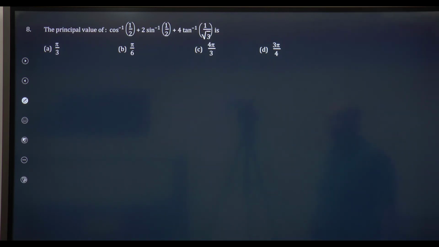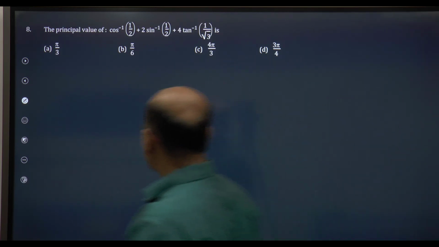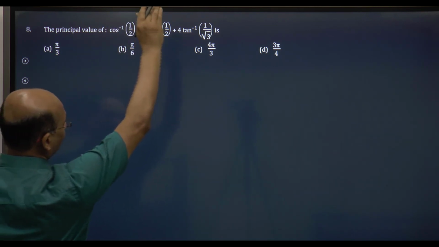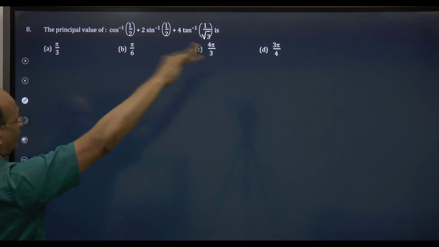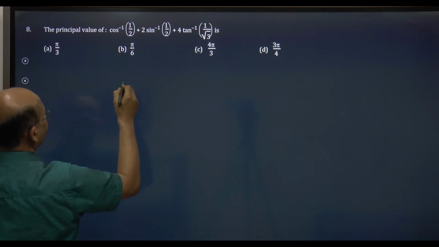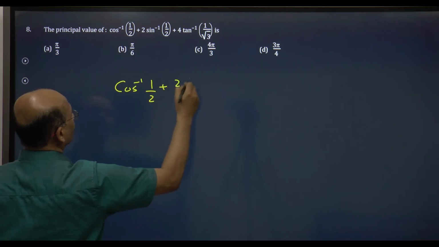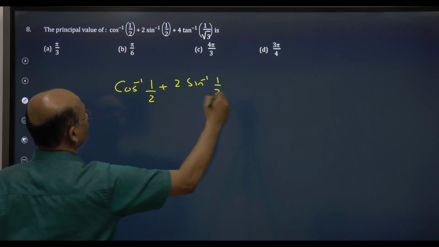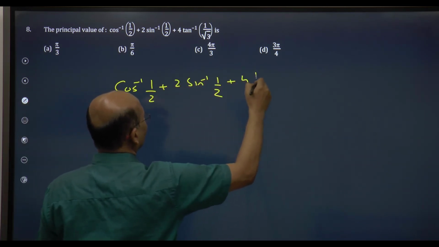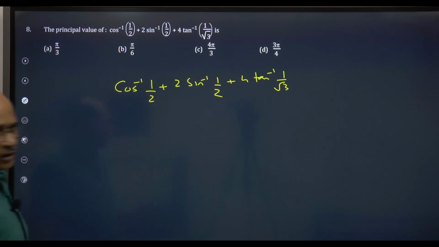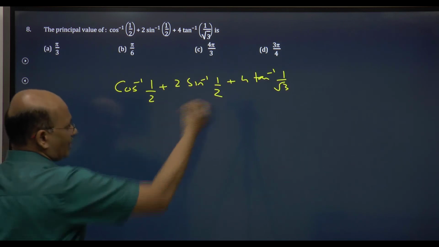Okay, next question. Now the principal value of cos inverse half plus 2 sine inverse half plus 4 tan inverse 1 by root 3. It's a big equation there. I can work out directly there. Simple question it is cos inverse 1 by 2 plus 2 sine inverse 1 by 2 plus 4 tan inverse 1 by root 3. Can you have a check? They are all standard angles. Can you just try it yourself and give it?